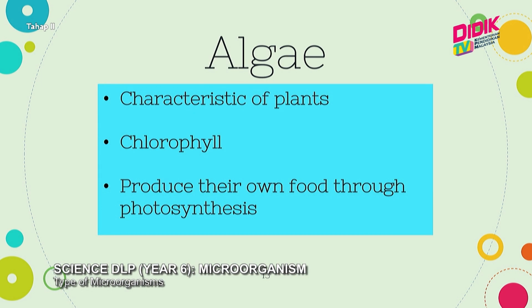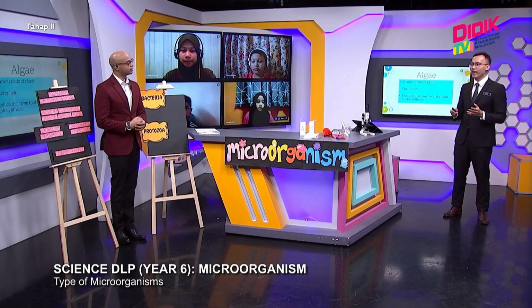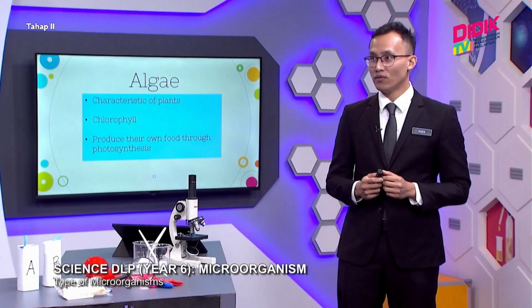So chlorophyll is actually a green pigment that helps the plant to absorb light and then produce food through the process of photosynthesis. Okay. So from here we know that algae produce their own food.